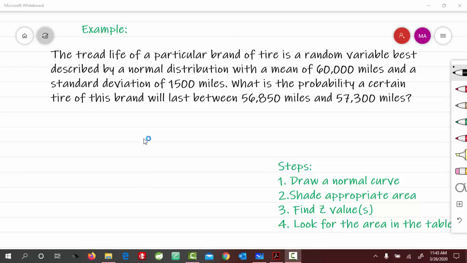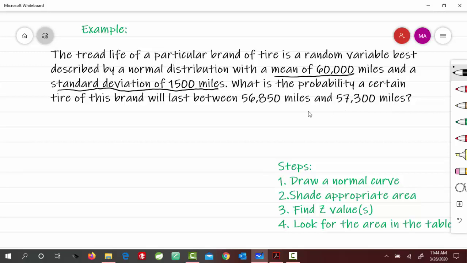The tread life of a particular brand of tires is a random variable best described by a normal distribution with a mean of 60,000 miles. This is the mean here. And a standard deviation of 1,500 miles. What is the probability a certain tire of this brand will last between 56,850 miles and 57,300 miles?